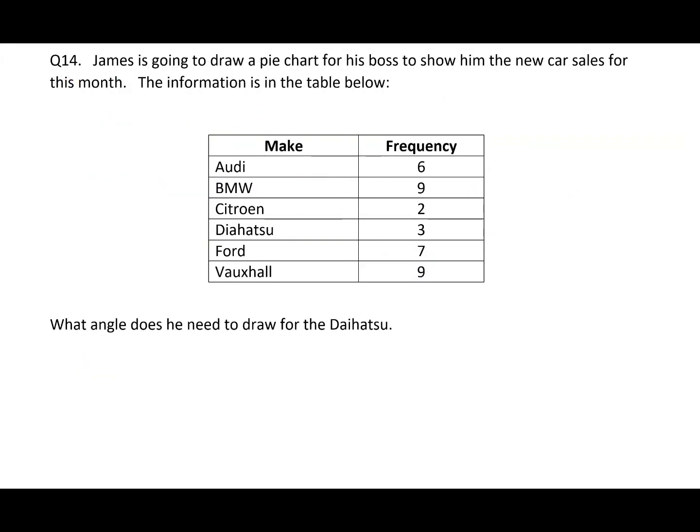Question 14. James is going to draw a pie chart for his boss to show him the new car sales for this month. The information is in the table below, and here we have the various makes of the cars and how many of each car they've sold. What angle does he need to draw for the Daihatsu? So we need to find this angle for this car.